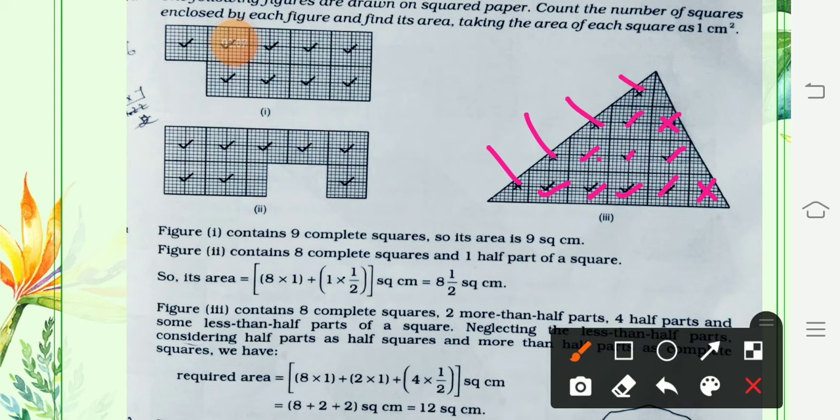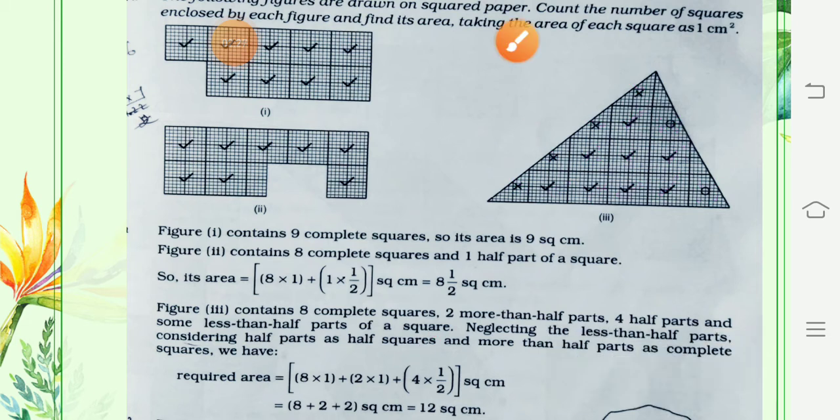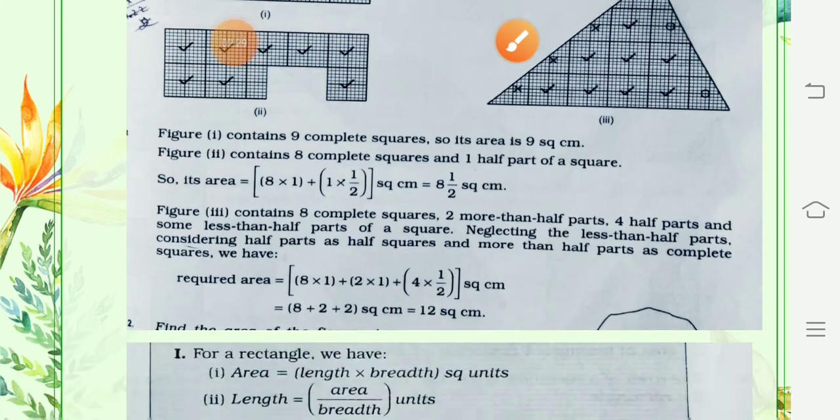8 into 1 is equal to 8, then plus 2 into 1, what is 2 here? More than half squares. Okay, now 4 are the half squares. We have to multiply it by half, we get the 2. So 8 plus 2 is equal to 12 centimeter square is the area of this figure number 3.